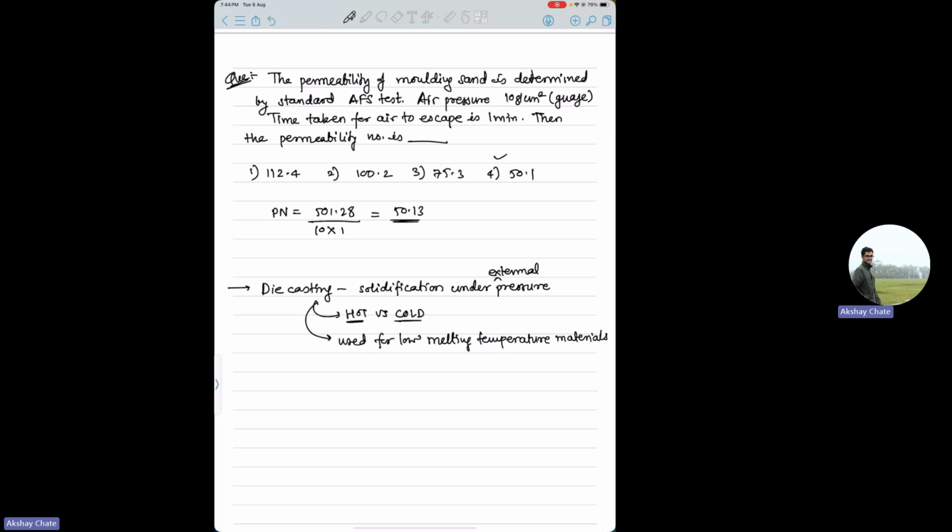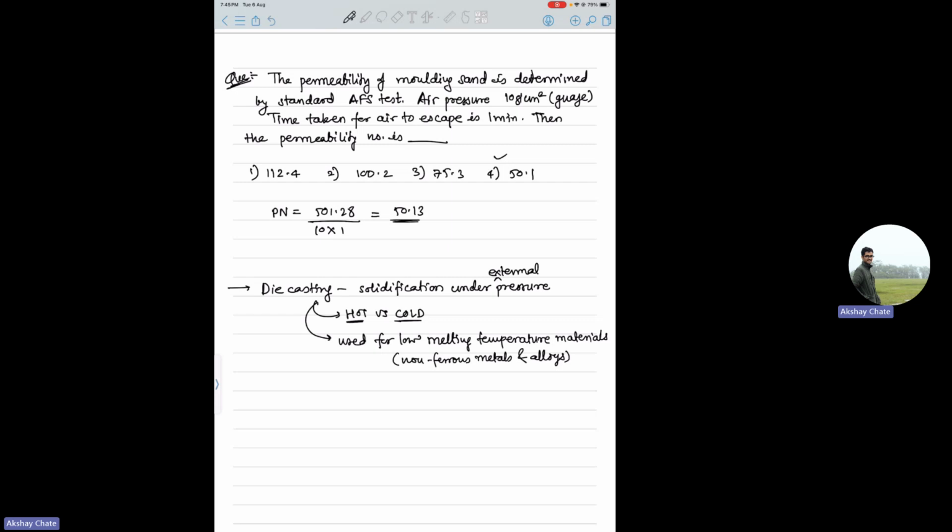And typically non-ferrous alloys, non-ferrous metals and alloys like tin, lead, etc. Centrifugal casting, you should read it up because it's interesting.